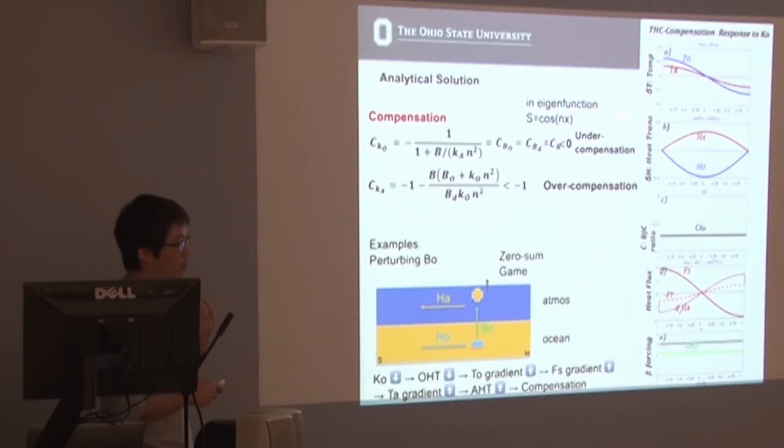And if it is positive, that means they are in the same sign, they are collaborating. So here is an example. For example, if we perturb the KO, if KO reduces, we know it is a capability of the ocean heat transport. The capability of ocean heat transport reduces, then we have a reduced ocean heat transport, as the blue curve shows here. So since the ocean heat transport reduces, then there is less energy transported northward.